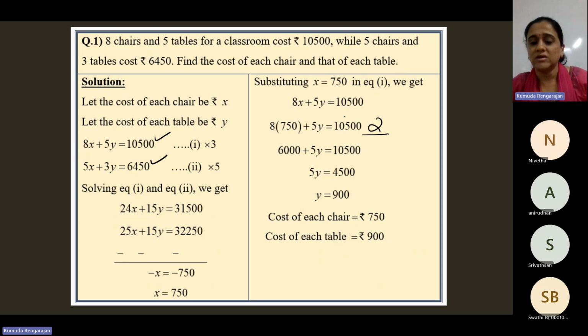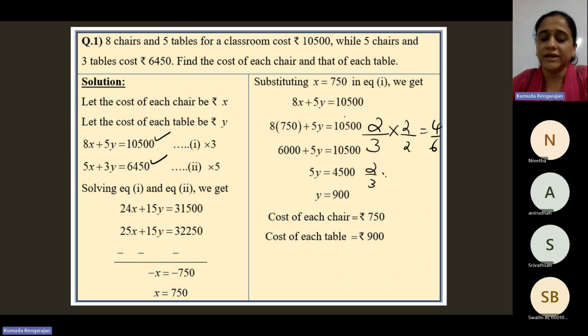In lower classes, you'll be given a fraction like 2 by 3. Write 3 fractions equivalent to this given fraction. What will you do? Multiply by 2 by 2, so 4 by 6. Then 2 by 3 into 3 by 3, 6 by 9, and so on. So like we have equivalent fractions, we also have equivalent equations. When you multiply any given equation by a non-zero real number, you get an equivalent equation.